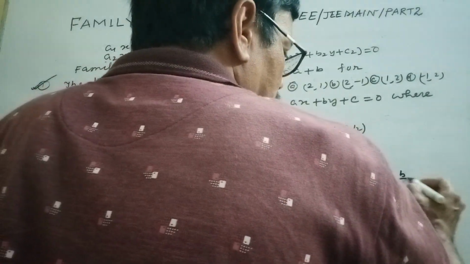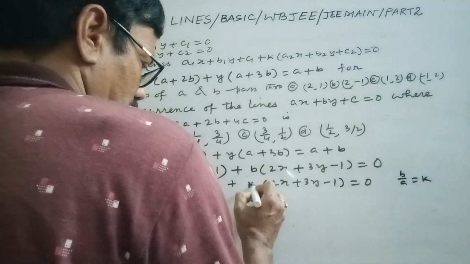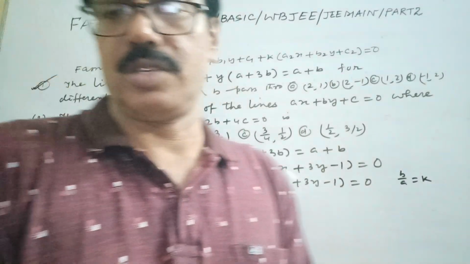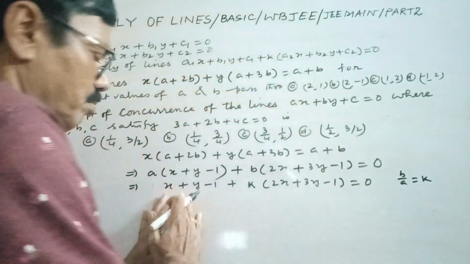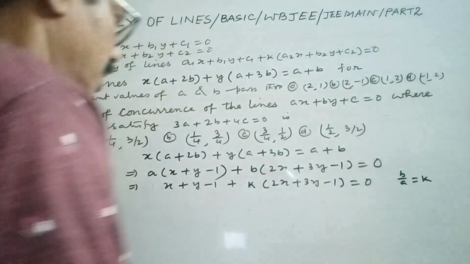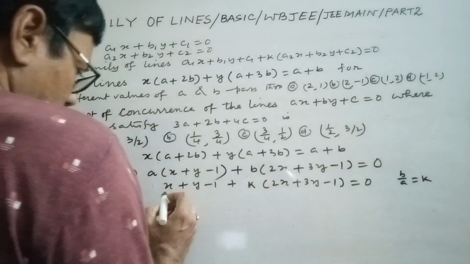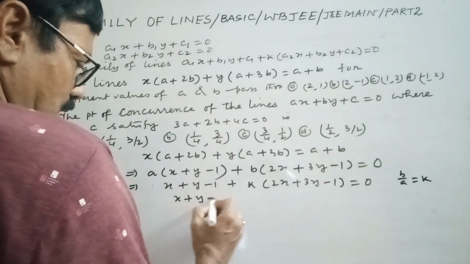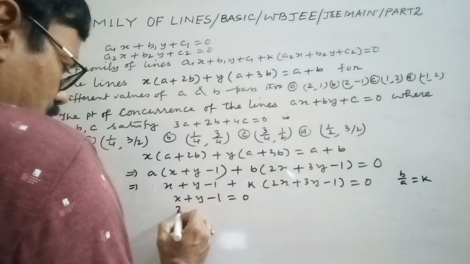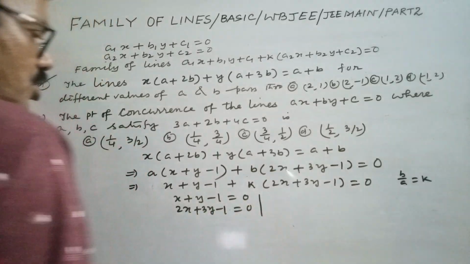Now if we consider b by a equals k, this will be first equation plus k into second equation. So this is the equation of a family of lines. So this is the equation of a line passing through the intersection of x plus y minus 1 equals 0 and 2x plus 3y minus 1 equals 0.